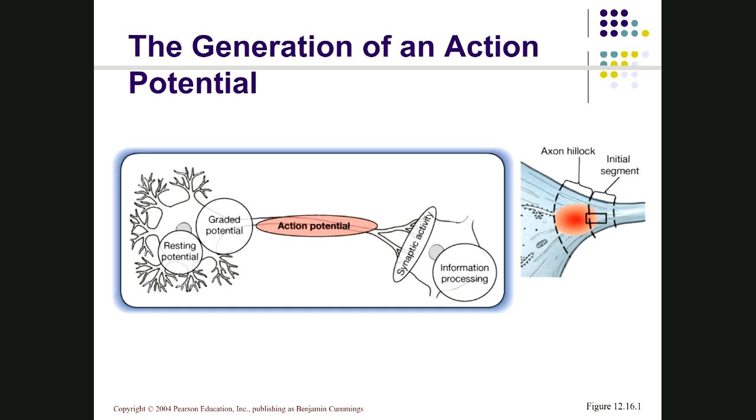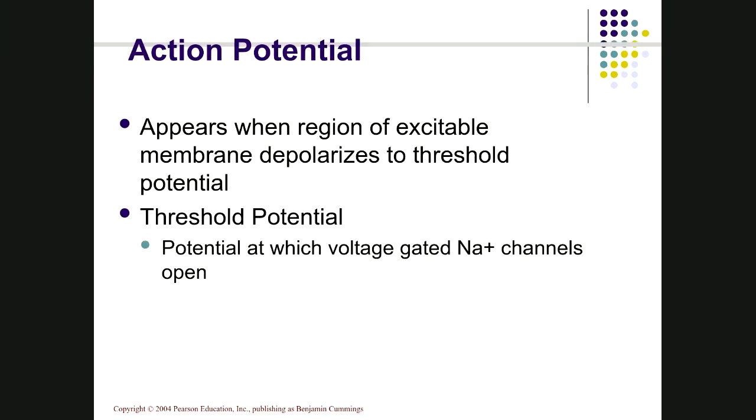So let's look at what an action potential is. An action potential is a signal we already know. This is one of those signals that can travel long distances, and it appears wherever we reach threshold. Because what happens at threshold is the voltage-gated channels are going to become involved. Threshold potential is where the voltage-gated sodium channels open.